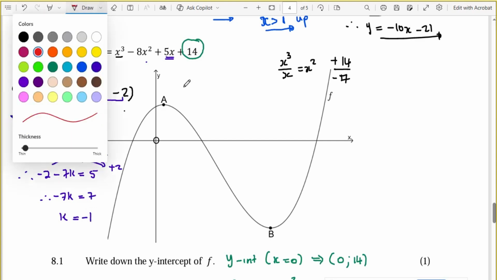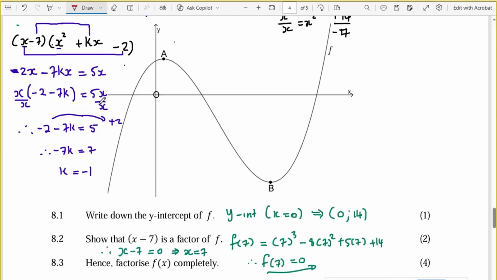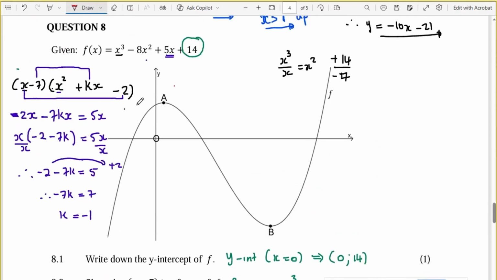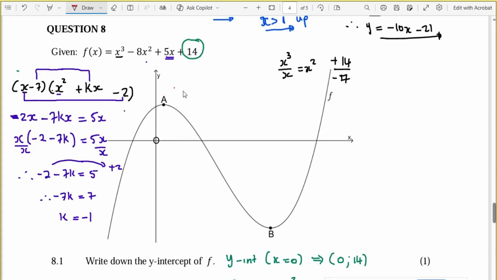Let me see. Look at this. What I'm saying is that it's up to you which coefficient you want to use. Remember I have x minus 7. Then I open the brackets. And then now I know that x to the power 3 divided by x gives me x squared. Then 14 divided by minus 7 gives me minus 2. The middle term is plus kx.